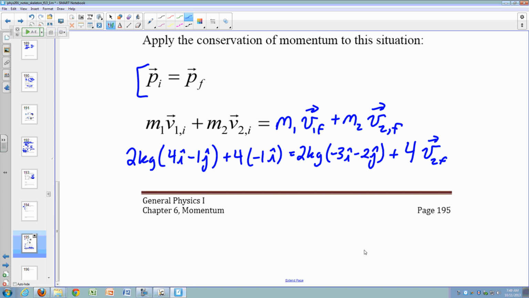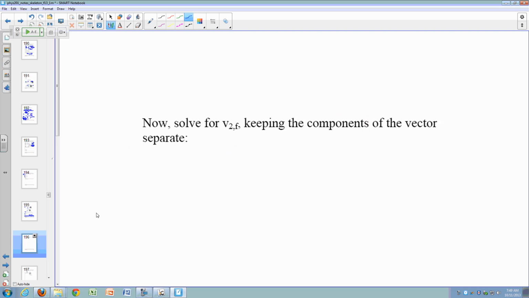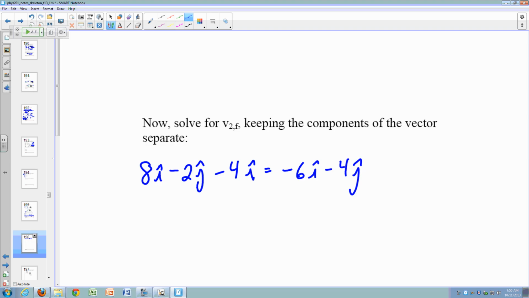Go to the next page, or you can do it there if you like. This is going to simplify down to 8i minus 2j minus 4i equals negative 6i minus 4j plus 4 v2f. Was it 2 or 4? It's 4, yeah. And then you solve for v2f.